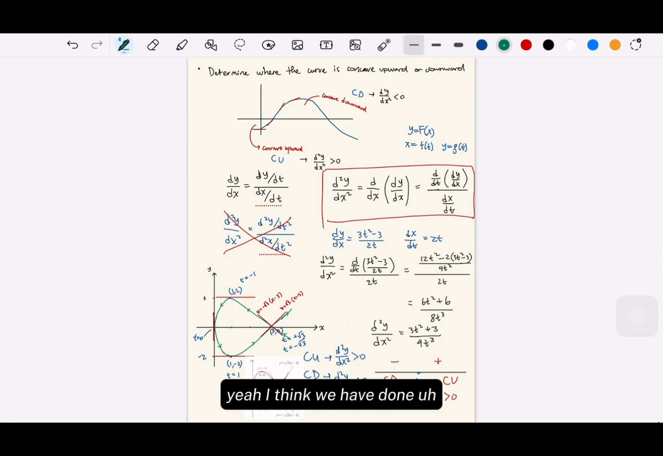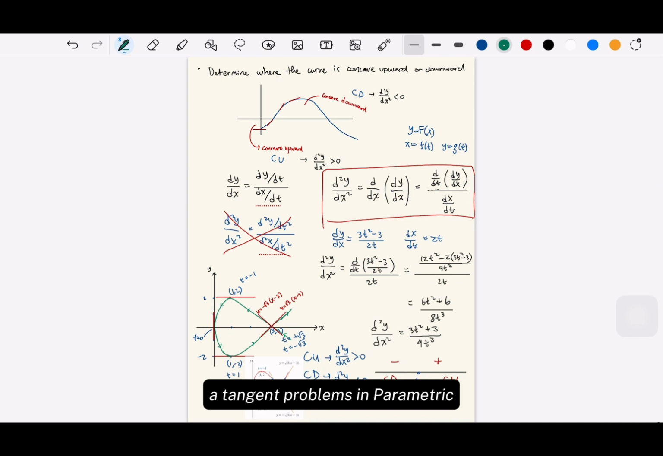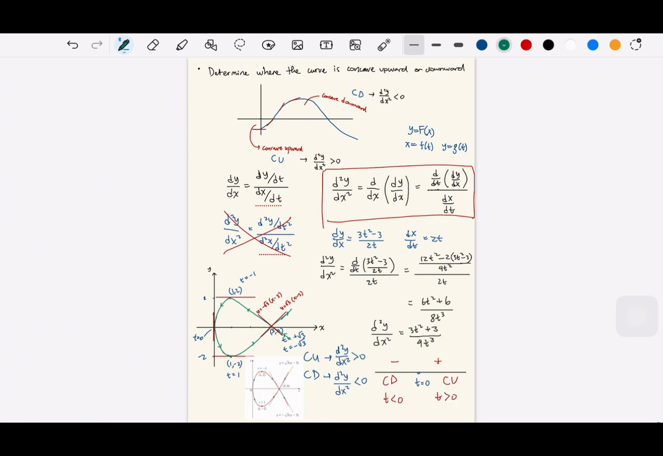I think we have done the introduction of the parametric, also the tangent problems in parametric, and also some of the sketching graph review. If you remember, we did this in Calculus 1, but now we try to implement it in the parametric equation.